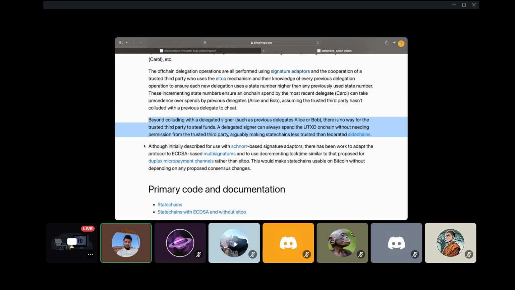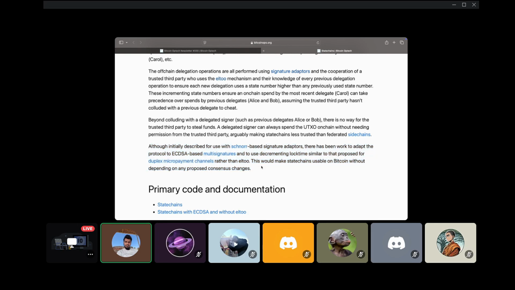Although initially described for use with Schnorr-based signature adapters, there has been work to adapt the protocol to ECDSA-based multi-signatures and to use decrementing lock times similar to that proposed for duplex micropayment channels rather than L2. This would make state chains usable on Bitcoin without depending on any proposed consensus change.